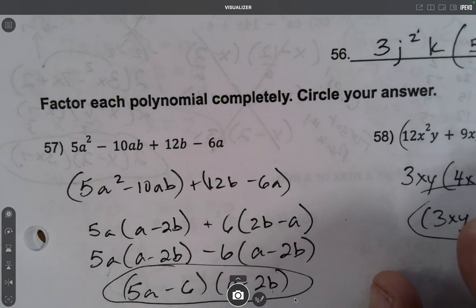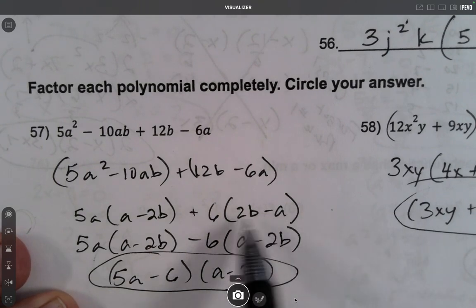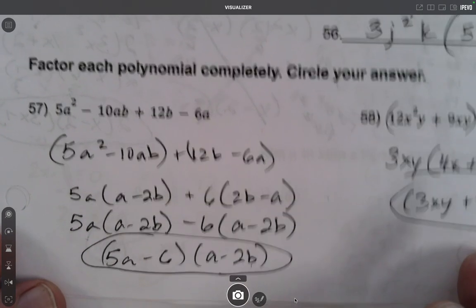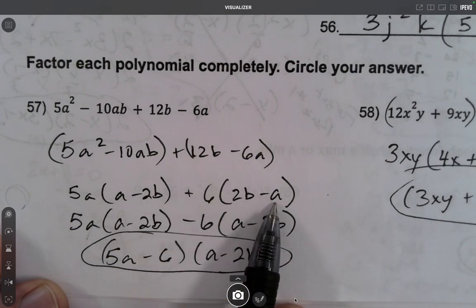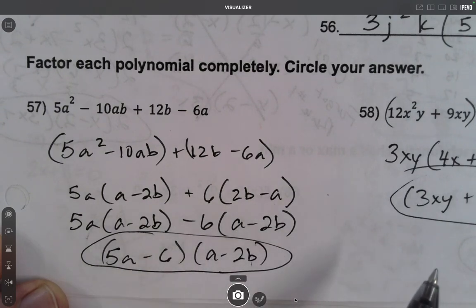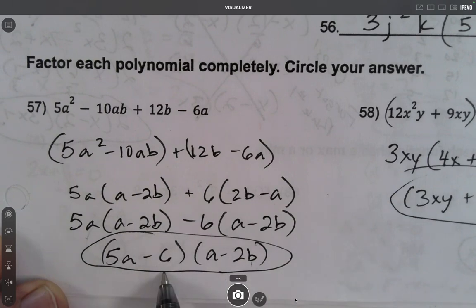We need the A to be in the front. So the way we can fix that, the way we can reverse the order inside, is by changing the number outside to a negative. That allows us to flip these around. I could explain more about why if you wanted to. I'm just going to tell you, when one's backwards, change the outside number to a negative and flip them around so they match. So then we have 5A minus 6 times the A minus 2B.